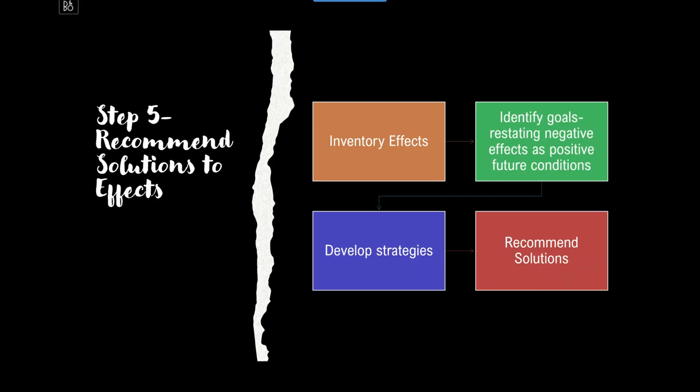So for recommending our solutions, we're going to inventory those effects. We're going to identify those goals and restating negative effects as potential positive future conditions, right? So we're maybe removing a community from the project area in order to connect two facilities together to decrease travel times. Somehow turning the negatives into a positive. And then also developing those strategies in order to, at the end of it all, recommend a positive solution.